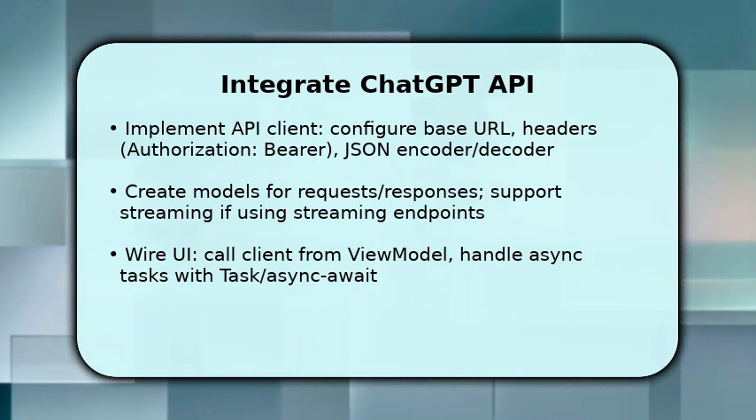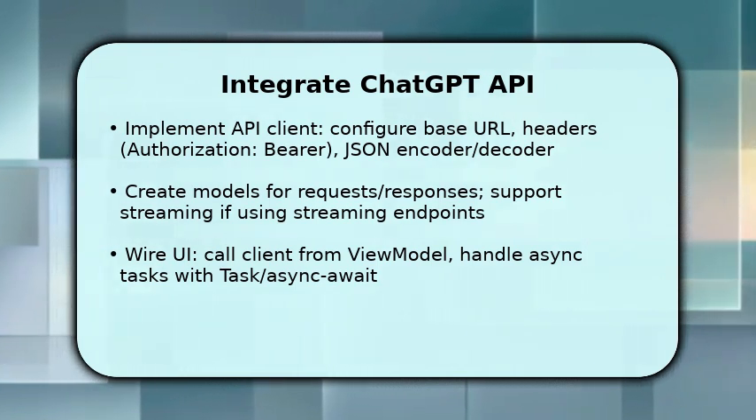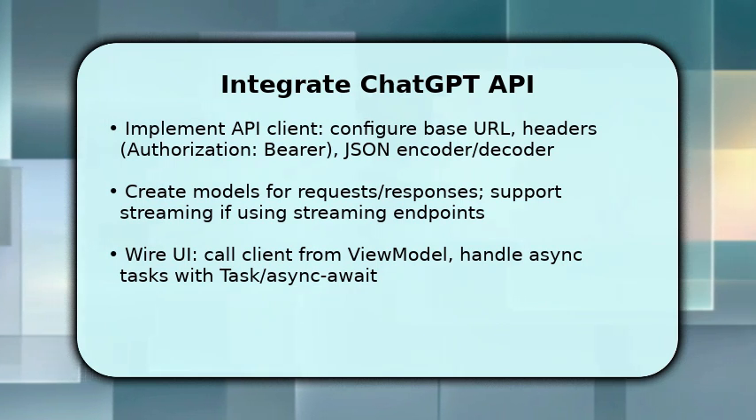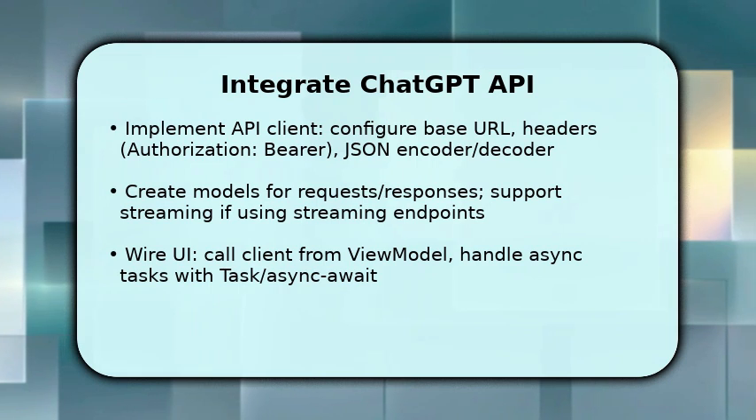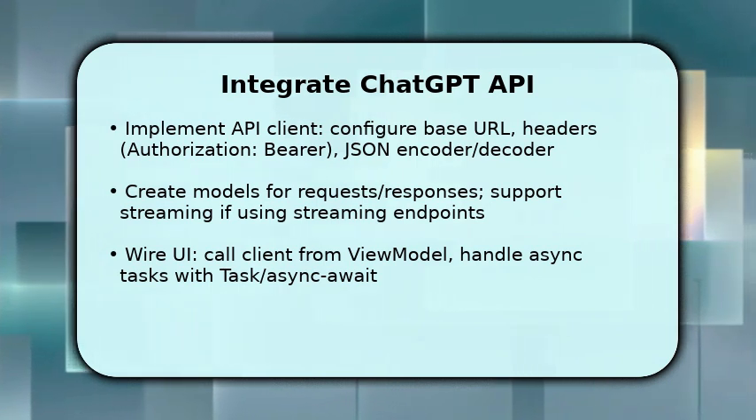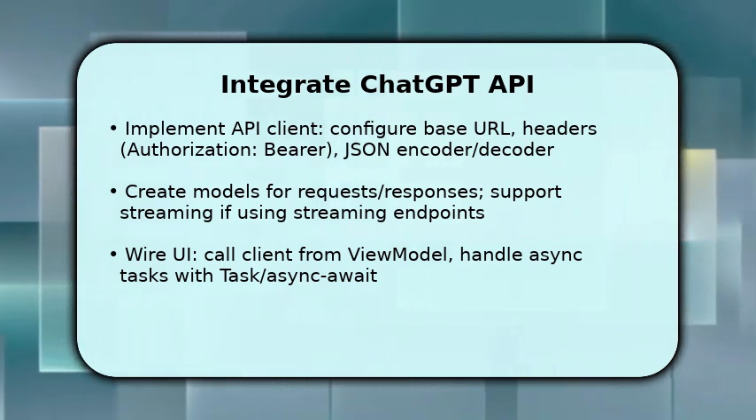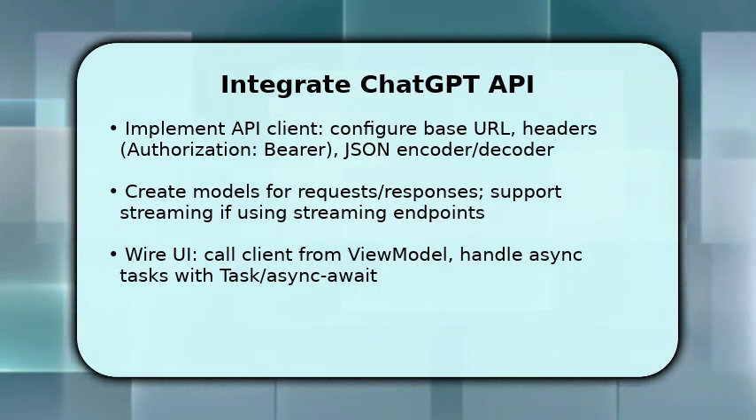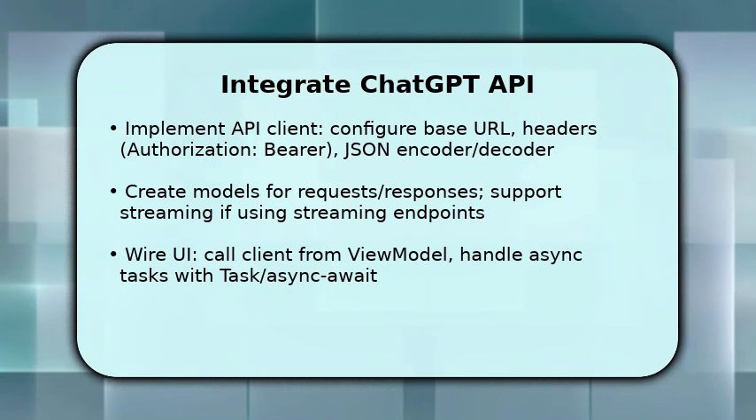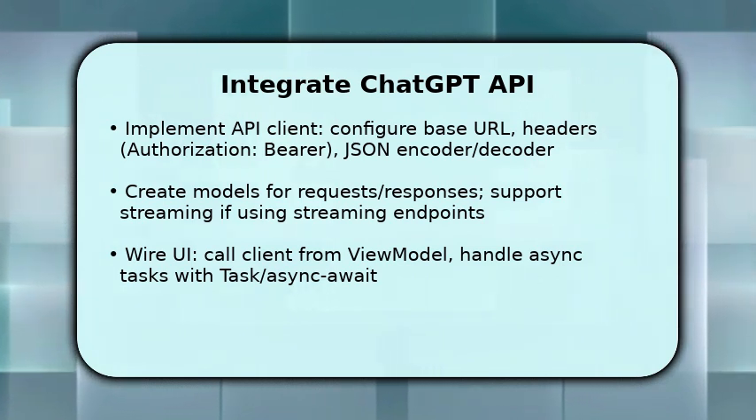Once done, define request and response models that match the API schema and add streaming support if you plan real-time token display. Next, wire calls into a view model or controller using async-await. Make sure to handle cancellation and rate limits. Test with simple prompts, then iterate on prompt formatting and retry logic for reliability.